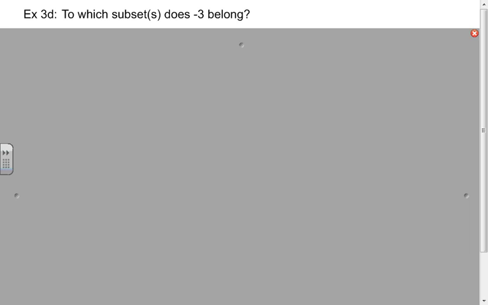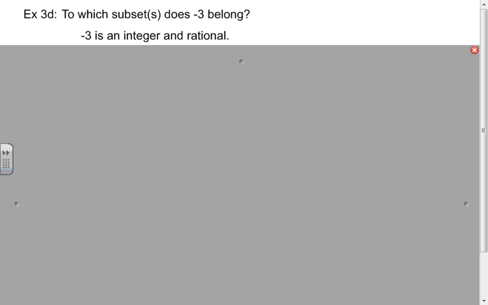A couple more of these. To which subset or subsets does negative 3 belong? Well, negative 3 is not a counting number, so it's not natural. It's not whole, but it is an integer, and it is rational, because I can take negative 3 and write it as negative 3/1. I can write it as a fraction.